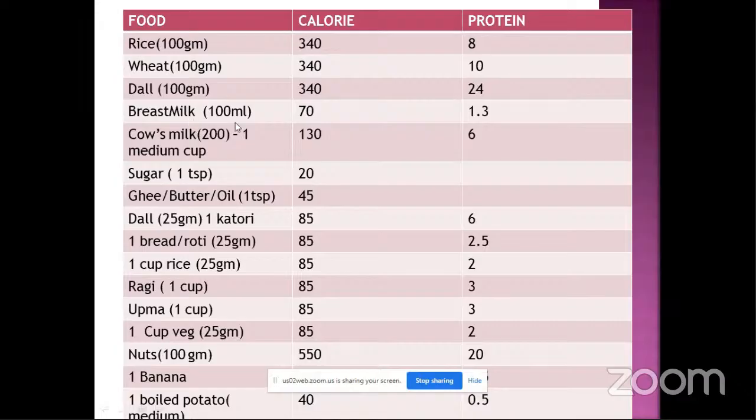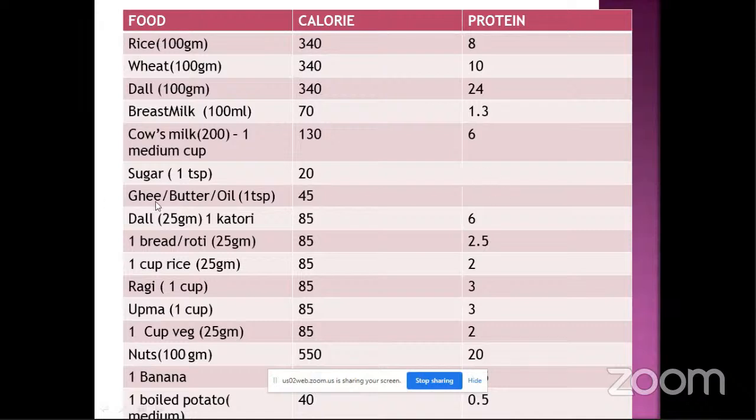Breast milk, for every 100 ml, the kilocalorie will be 70, and the protein is 1.3 gram per 100 ml. In case of cow's milk, one medium cup, which corresponds to 200 ml, the kilocalorie will be 130 kilocalorie, and the protein will be 6. In case of high fat milk, the protein, even for 100 ml, is 6, so in that case you have to switch over to 12. Next is sugar. 1 teaspoon of sugar will have a kilocalorie of 20, whereas it has no protein.